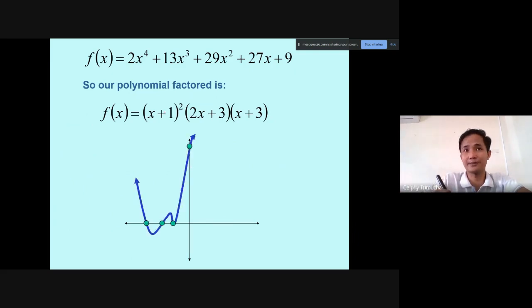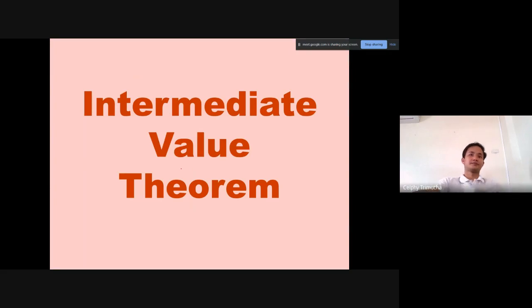So we have x plus 1, so x equals negative 1. We have x equals negative 3 halves, and we have negative 3. So based on our graph, at x plus 1 it only touches. At negative 3 halves it crosses, at negative 3 it crosses. So we have this graph for our function.